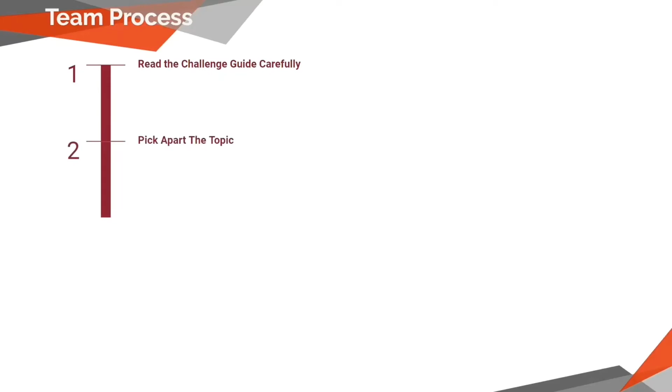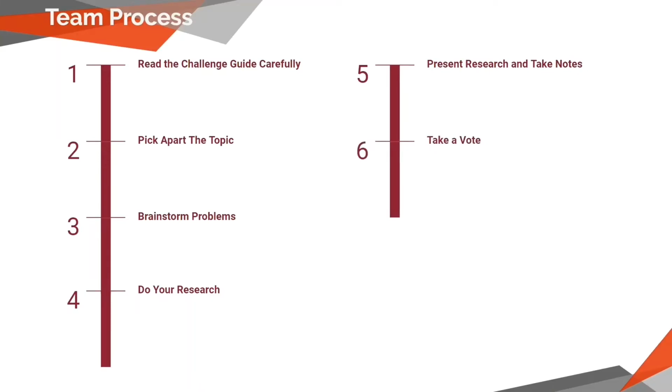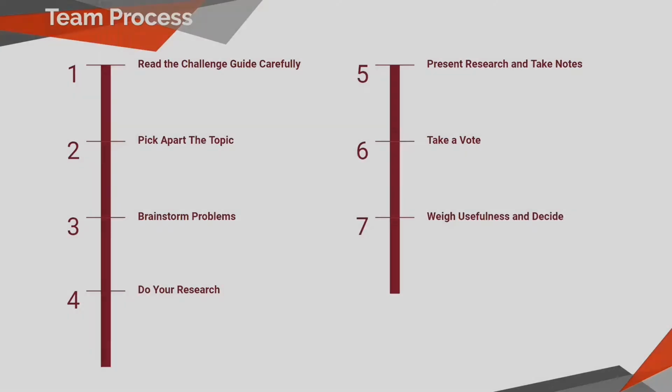Here's the 7-step process for identifying your problem. Step 1 is to read the challenge guide to understand the problem. Step 2 is to pick apart the topic. Step 3 is to brainstorm and identify your problem. Step 4 is to narrow down your brainstormed problems and then do some research on them. Step 5 is to have each team member present their researched idea and then take notes on each other's presentations. Step 6 is to take a vote for which idea you like the most. And finally, step 7 is to weigh the pros and cons of each option and make your final decision.